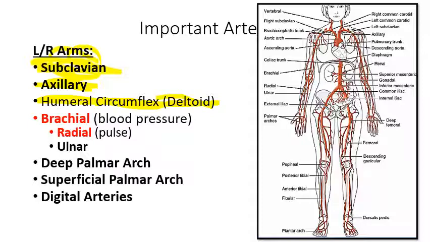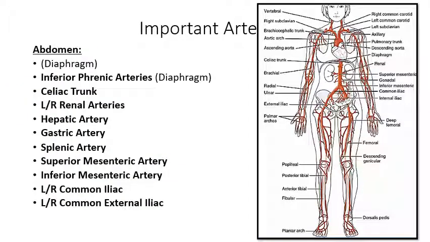And then the axillary artery continues on and becomes the brachial artery, and then travels farther down the arm, becoming the radial and the ulnar arteries. Remember, we measure blood pressure most commonly through the brachial artery. And then it heads into the deep palmar arch and the superficial palmar arch and the digital arteries. Each finger is a digit, and each finger has its own little artery called a digital artery.